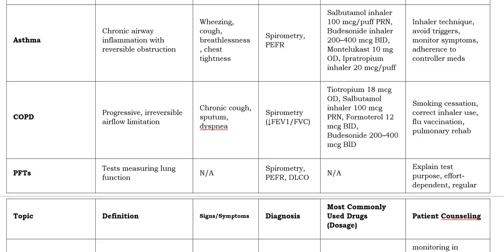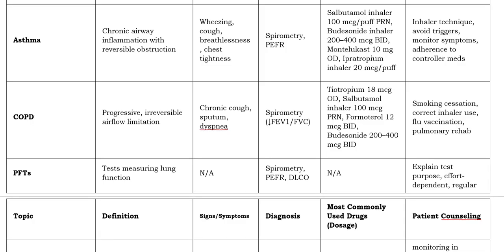If the patient smokes, quitting is paramount. Nothing else has as big an impact. Critical. Other points include correct inhaler use, getting regular flu vaccinations to prevent infections, and pulmonary rehabilitation programs to improve exercise tolerance and quality of life.